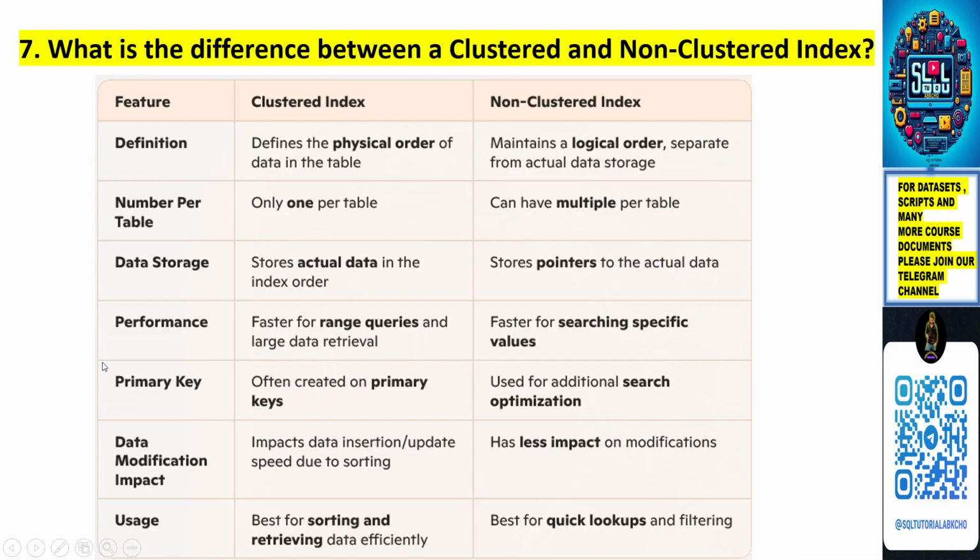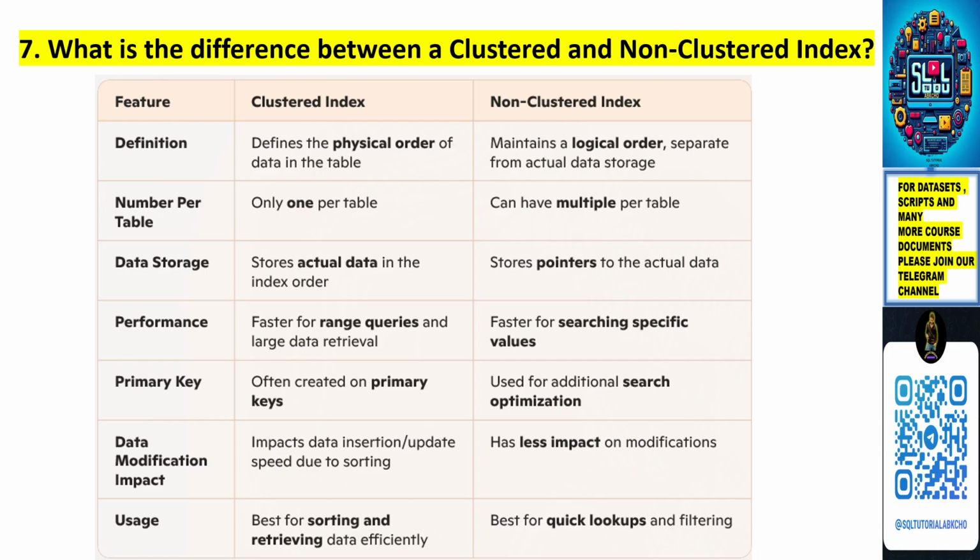The seventh question: what is the difference between a clustered and non-clustered index? According to these features, we have provided the differences. Start with the first one, definition: a clustered index defines the physical order of data in the table, whereas a non-clustered index maintains a logical order separate from the actual data storage. Basically, non-clustered indexes are not stored in the table structure; they are stored separately, but a clustered index is stored in the same table and maintains the physical order of that table.